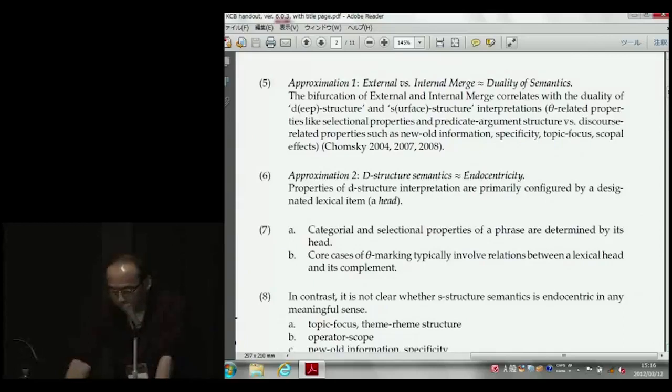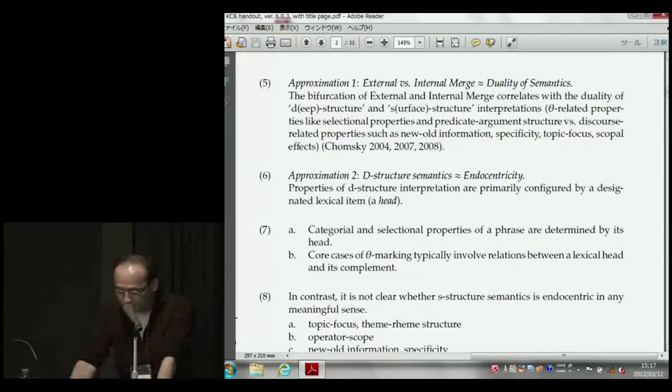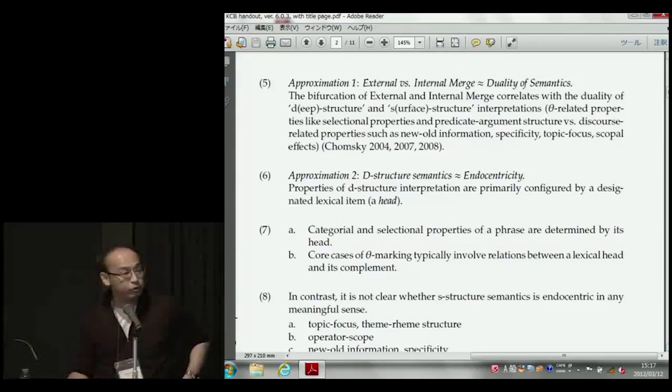Importantly, these 2 modes of Merge seem to be systematically tied with quite different syntactic and semantic consequences. For example, it has been observed by Chomsky and others that the bifurcation of external and internal Merge closely correlates with the so-called duality of semantics. An old observation, going back to the 1960s, states that there are, broadly speaking, 2 classes of semantic properties, the so-called deep structure, D-structure, and surface structure, S-structure interpretations. D-structure interpretation typically involves theta-related properties, such as selection and predicate argument structure, and S-structure interpretation involves various discourse-related properties, such as new and old information, topic and focus, operator scope, specificity, and so on. Chomsky's important observation is that this duality of semantics finds a close correspondence to the bifurcation of external and internal Merge. Thus, external Merge typically feeds D-structure interpretation, and internal Merge S-structure interpretation.